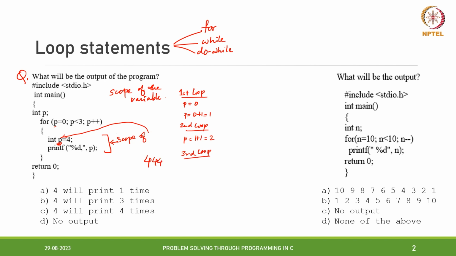Now after this print statement is over, that is this loop is done, it goes back to the previous iterator value of p, which is p will again become 2, then it will increment by 1, it will become 3. Now it will check against p less than 3, the condition is false now, so it will exit the loop. So you have 4 being printed 3 times. So option B will be the correct answer here.